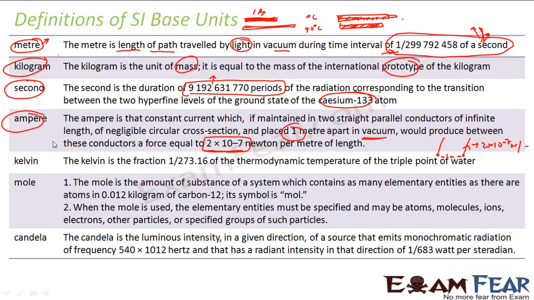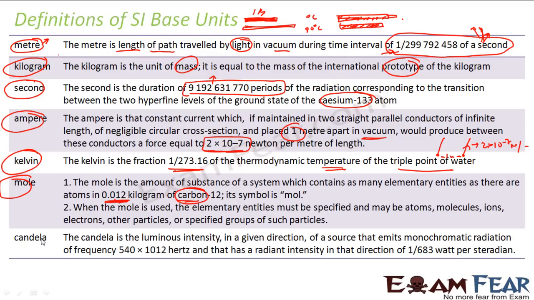For the Kelvin, this is the fraction 1 by 273.16 of the temperature of the triple point of water. Again, a standard. The mole is for the amount of substance, right? So this is nothing but, I think, 12 gram of carbon, but since gram is not the standard unit, we are using 0.012 kg of carbon. We'll explain this when we go to the mole, and we'll have a story of how this mole came, but this is nothing but the amount of substance which is contained in 0.012 kg of C-12 carbon, right?